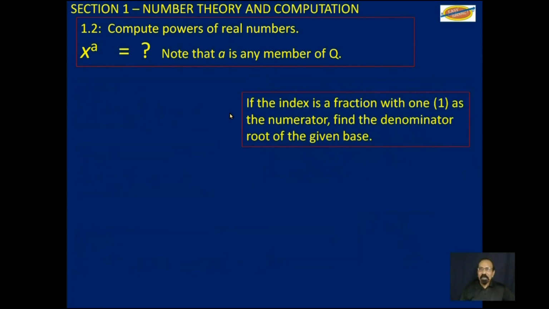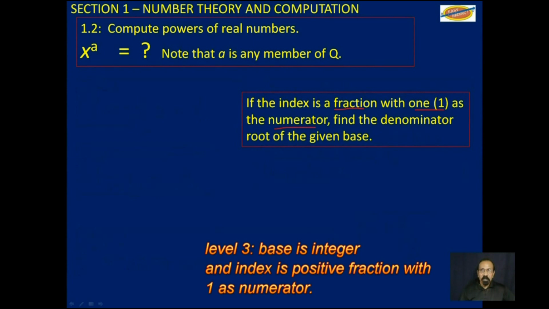Now, if the index is a fraction with 1 as the numerator, then we use the denominator as the root of the given base. So 16 to the half power, the numerator of the index is 1, but this is another number. We will find this root of this number. So that will be the square root of 16, and we get 4.